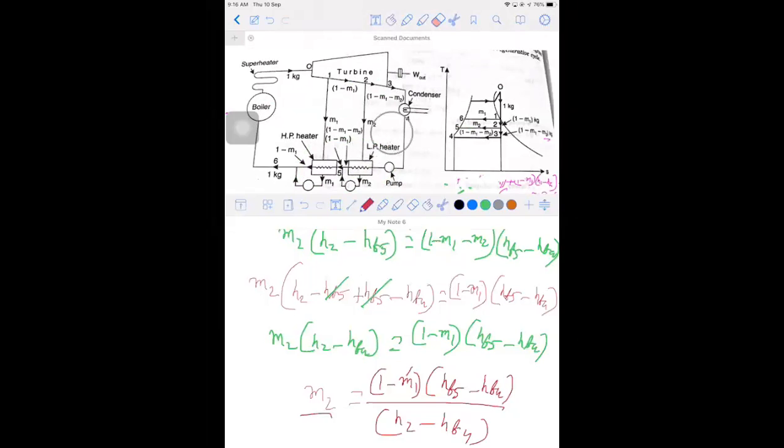Now, when you come to the actual problem, we are not going to have two or three heaters. We'll solve a problem with a single heater. Okay, let's take an example problem. All of you, take the problem. Please record a problem on a regenerative cycle.